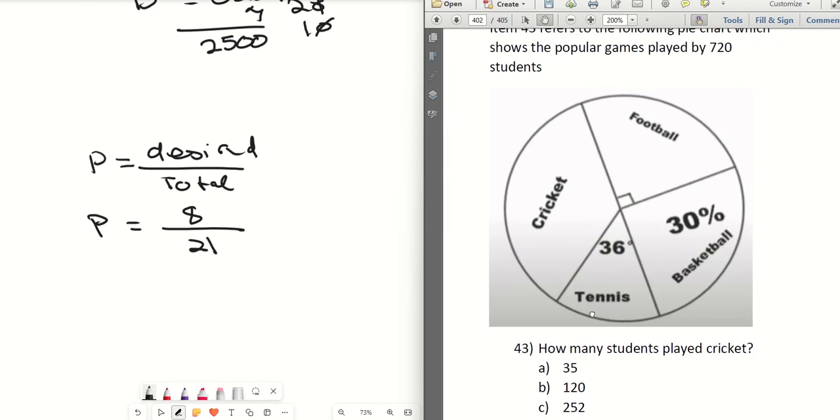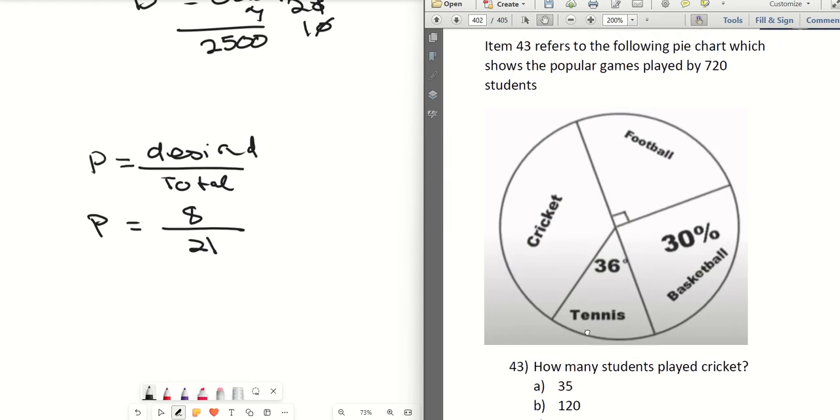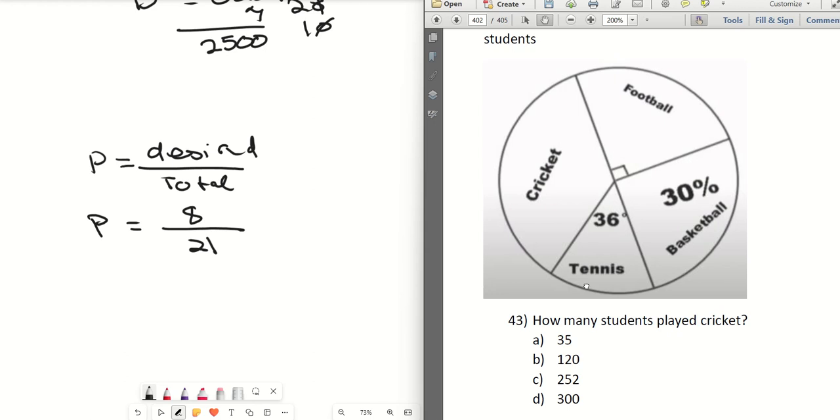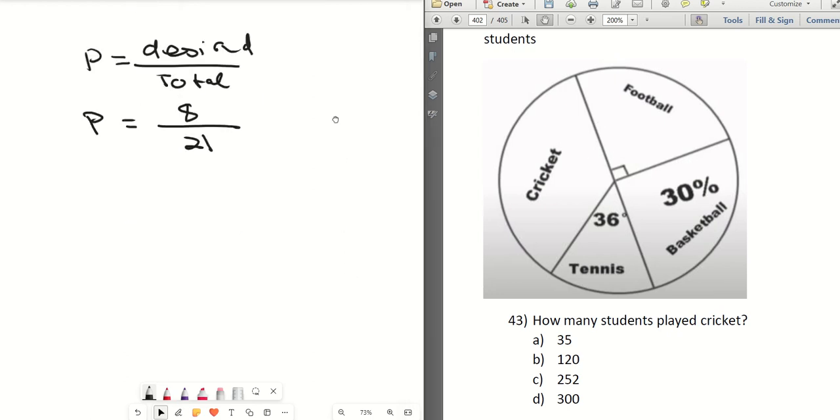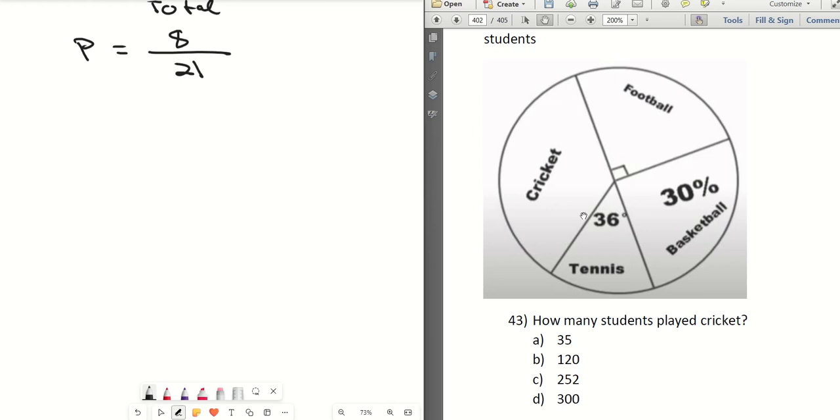Right, 43. Item 43 refers to the following pie chart, which shows the popular game played by 720 students. How many played cricket? Cricket, we do not know how many degrees it is. Because tennis is in degrees, I'll just convert everything to degrees. Football is 25%. How did I know it is 25%? Because that little box there means it's a quarter. A quarter is 25%, which is also equal to 90 degrees.